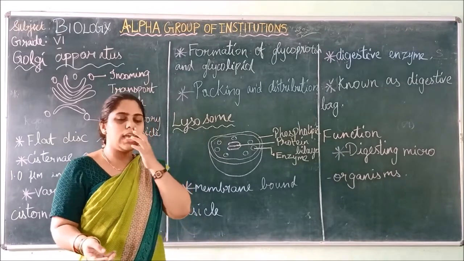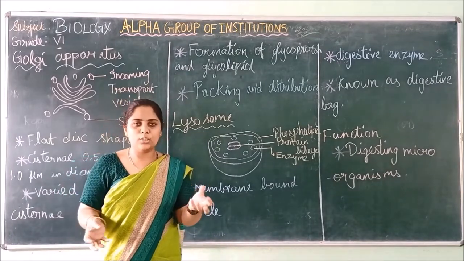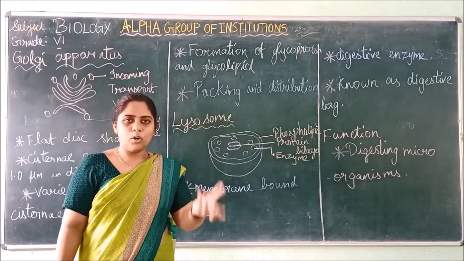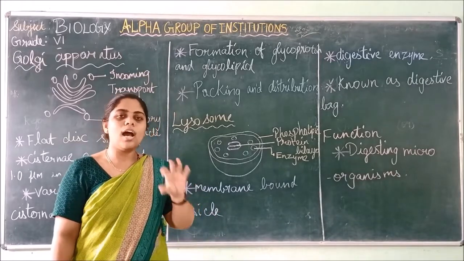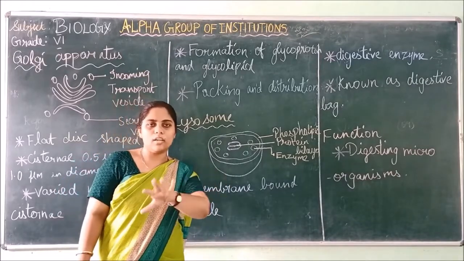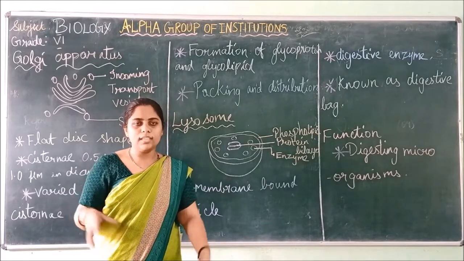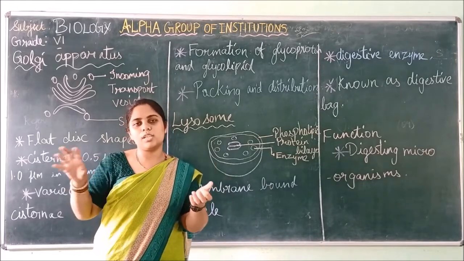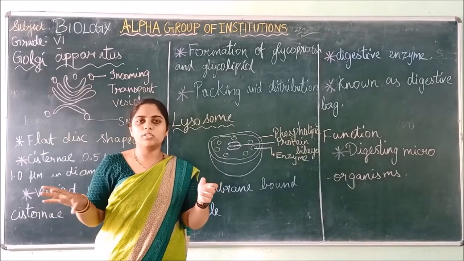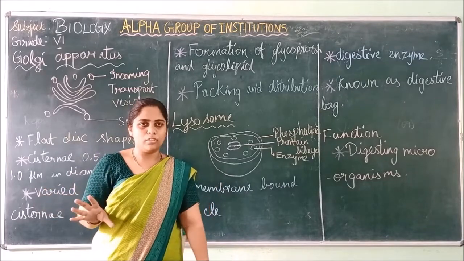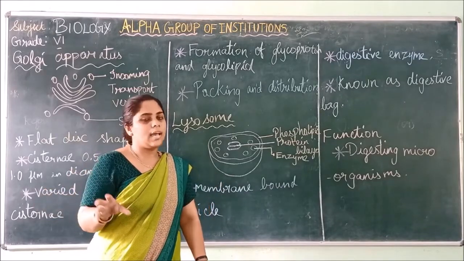The endoplasmic reticulum, what did I tell you? It produces proteins and lipids. So how can they be transported? Protein is needed all over the cell. For that, the Golgi apparatus helps to transport the material. So this is the main function of the Golgi apparatus.